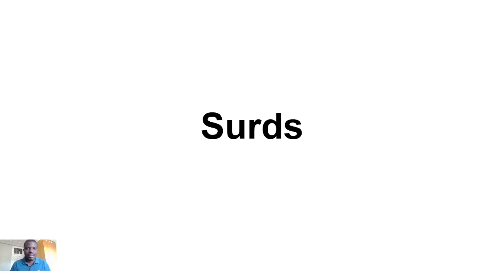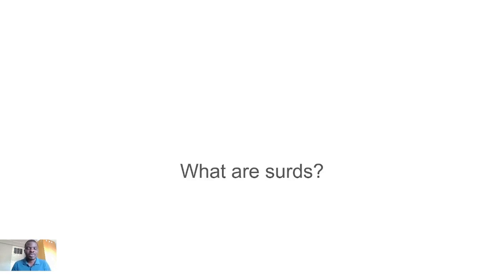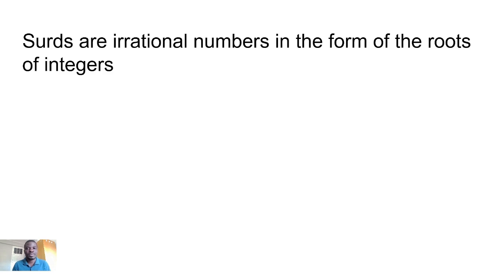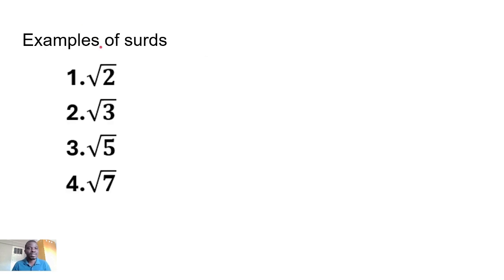In this video, I'm going to teach surds. What are surds? Surds are irrational numbers in the form of roots of integers. The important terms here are irrational numbers and integers. Examples of surds are root 2, root 3, root 5, root 7, and so on.